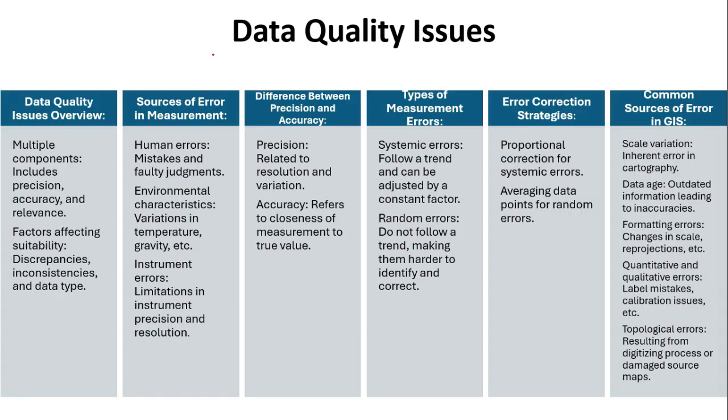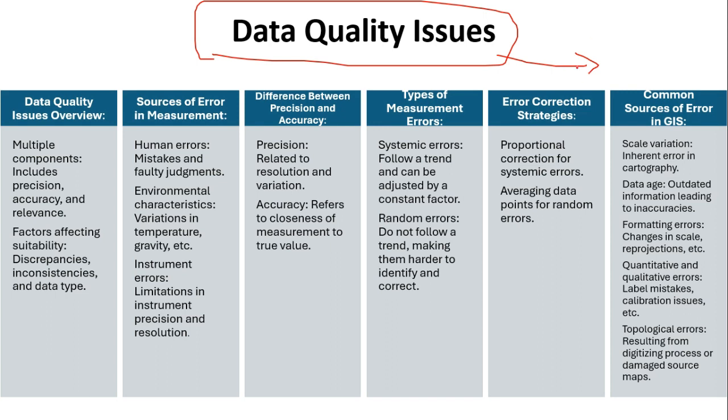Then we have data quality. When we collect vector data from different sources online, these are in the format of shapefile or GDB, and there can be data quality issues in those data sets. What are the multiple components in the data quality issue? It can be precision, accuracy and relevance, and also there can be discrepancy and inconsistency in data type.